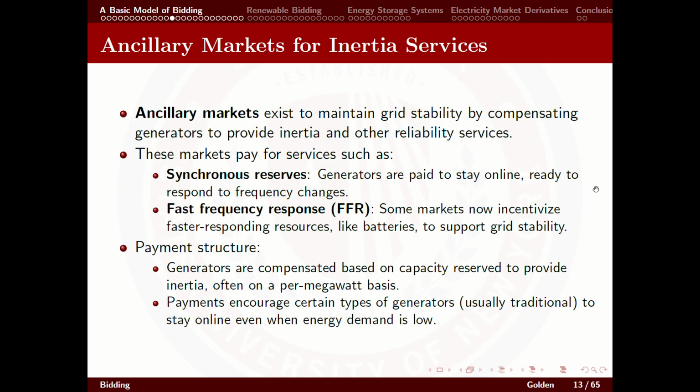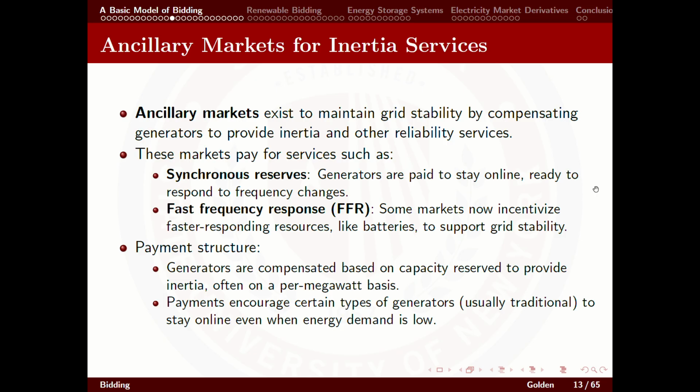So now we have the ancillary service market for inertia services, where as you have more renewables, you need more payment for inertia. So ancillary services markets exist to maintain grid stability by compensating generators to provide inertia. And these markets can pay for services such as synchronous resources, where generators are paid to stay online, ready to respond to frequency changes, ready to be there if they need more spinning. And fast frequency response, where you have faster response like batteries.